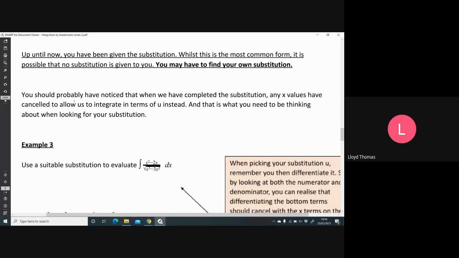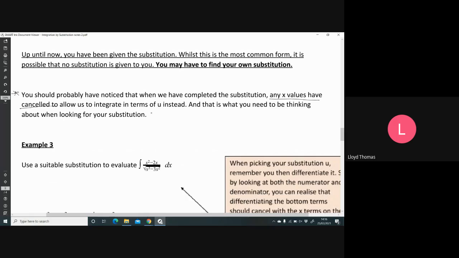So it says then a very important point here. You should probably have noticed that when we've completed the substitution up until this point, all x values have cancelled out. Now that is what we are aiming to do. When we choose a substitution, that's what we want. We want our x values to cancel, because then we'll just be left with things in terms of u.